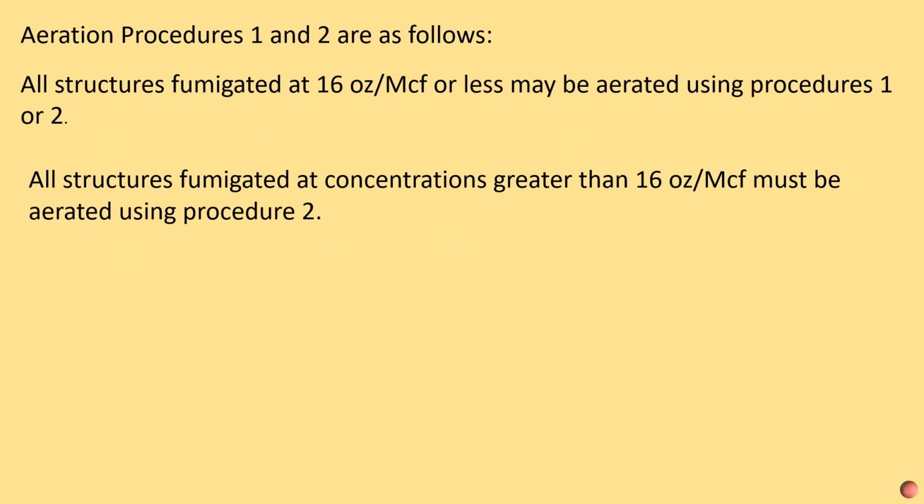Aeration procedures 1 and 2 are as follows. All structures fumigated at 16 ounces per 1,000 cubic feet or less may be aerated using procedure 1 or 2. All structures fumigated at concentrations greater than 16 ounces per 1,000 cubic feet must be aerated using procedure 2.